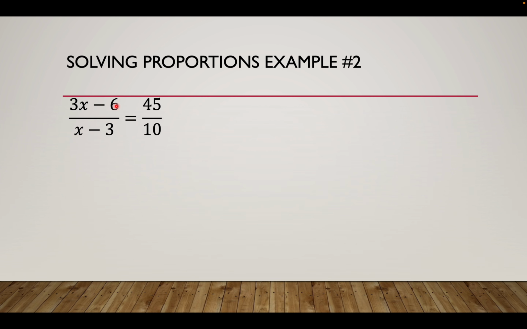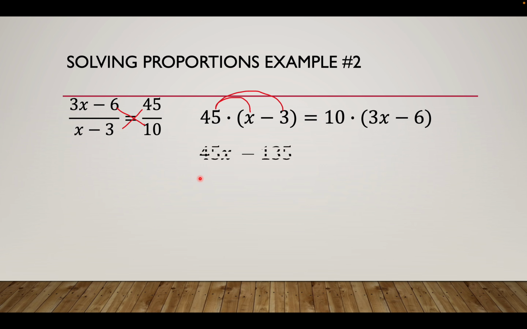Example 2. Now we have these quantities here. When we cross multiply and we have a quantity, that means I'm going to have to multiply this 45 with both terms, x minus 3. So what this looks like written out is 45 times (x minus 3), and I'm going to put that quantity in parentheses, equals 10 times (3x minus 6). So we have to distribute the 45 to the x and the negative 3, which leaves us with 45x minus 135. We do the same thing on this side. Distribute the 10 to the 3x and the negative 6. So 10 times 3 is 30x. 10 times negative 6 is negative 60.